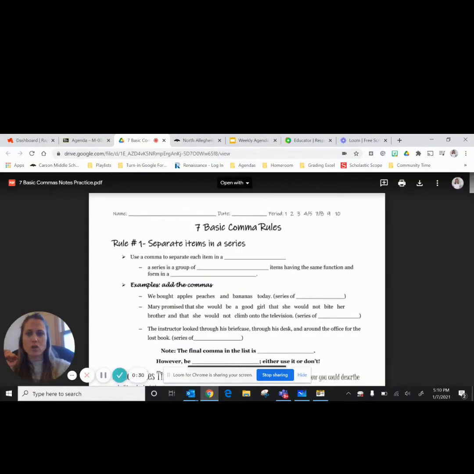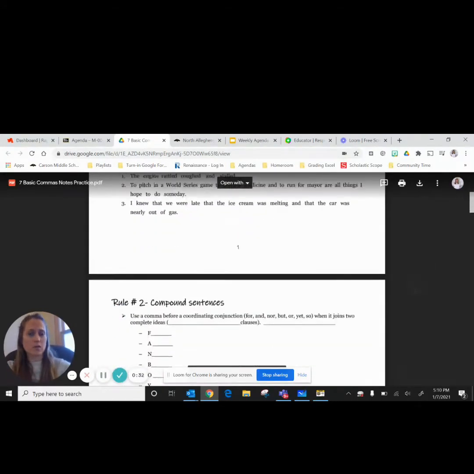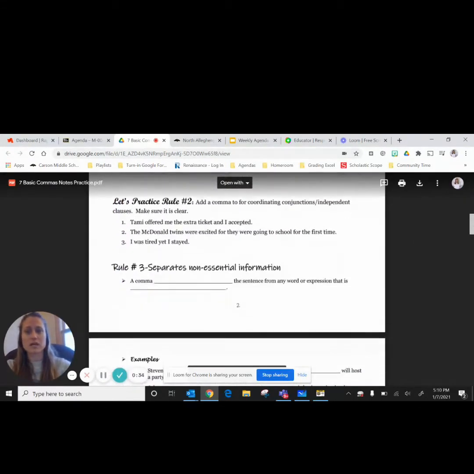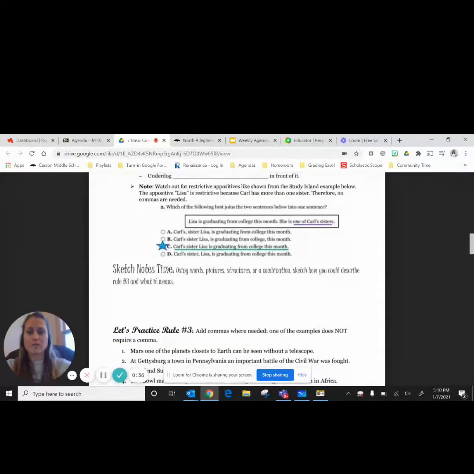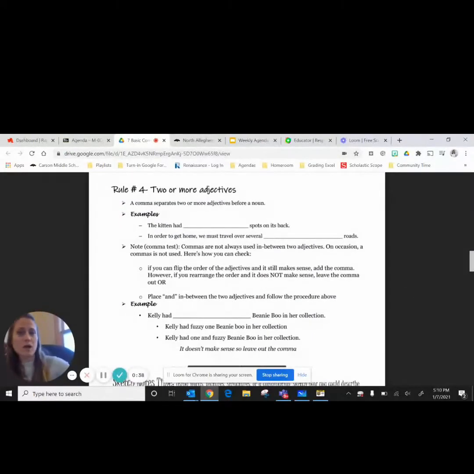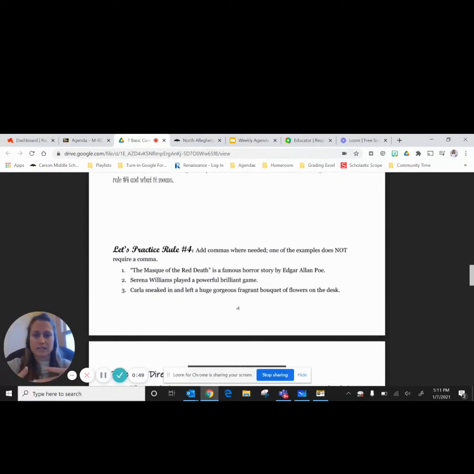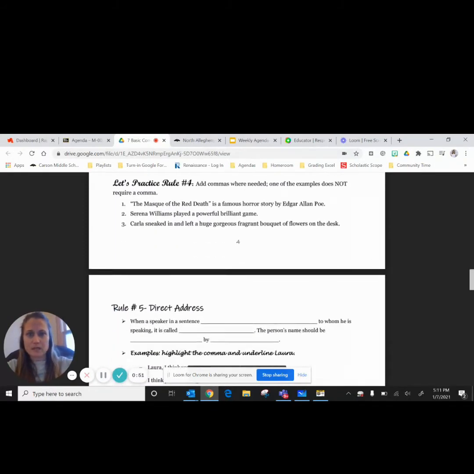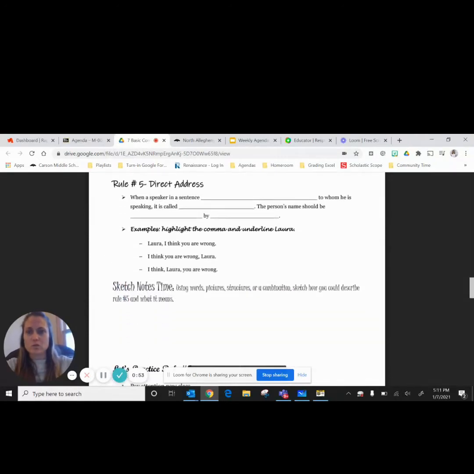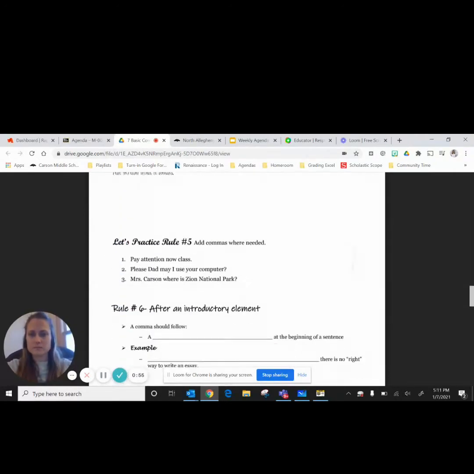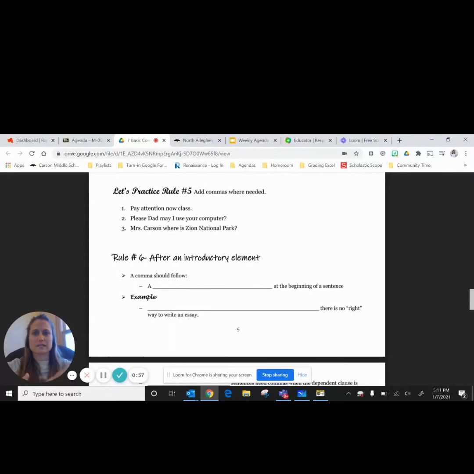So with the note-taking guide, you should already have rule 1, page 1 done, rule 2, page 2 done, rule 3, page 3 done, and you should be on page 4 for rule 4. And we're going to talk about 2 or more adjectives. So we're going to do notes on rule 4. Then we'll look at the let's practice. And then we'll go into rule 5. And then we'll look at the let's practice.